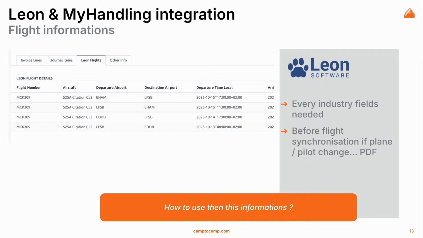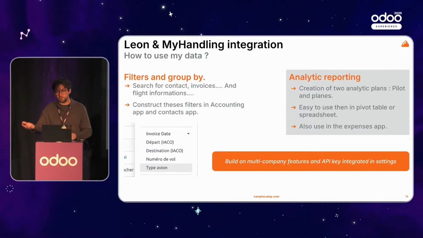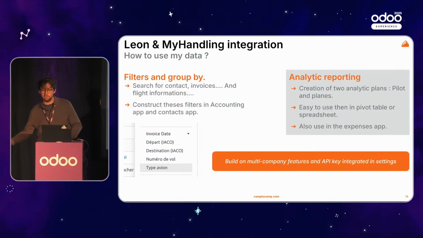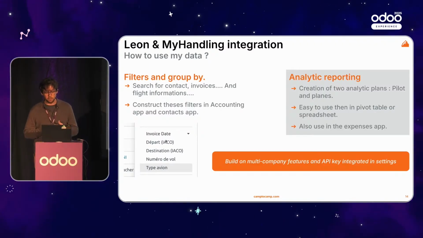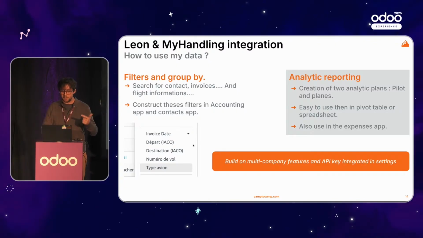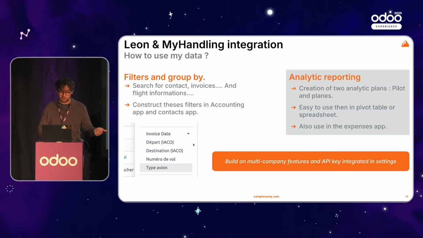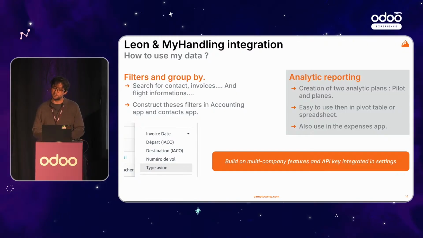When you have this kind of industry-specific information, it's also very important, if you have this kind of connector, that this information is accessible not only on the invoices, but that you have the possibility to search for it. That's why we built some filters and group by on the contact application, on the sales application, on the accounting application. For example, in that case, on the left, you see a small filter screenshot where I can search for invoice date, obviously, airport departure, airport arrival, the flight number, or the aircraft type.